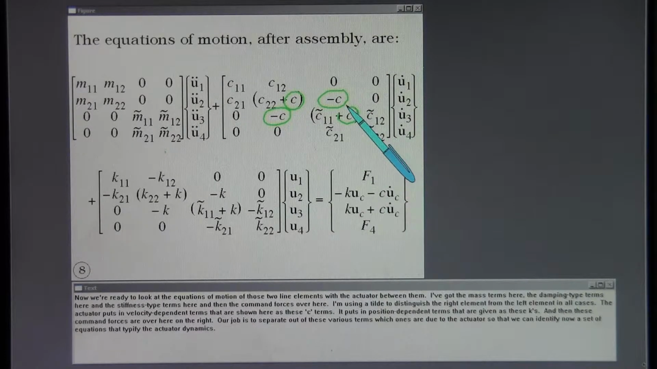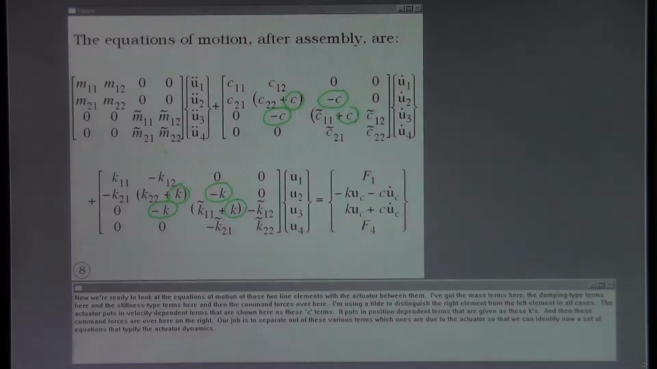It puts in position-dependent terms that are given as these K's. And then these command forces are over here on the right. Our job is to separate out of these various terms which ones are due to the actuator so that we can identify now a set of equations that typify the actuator dynamics.